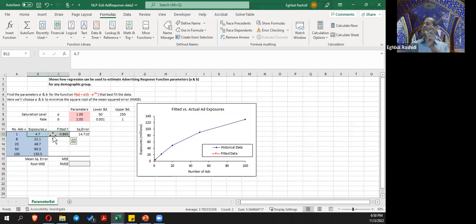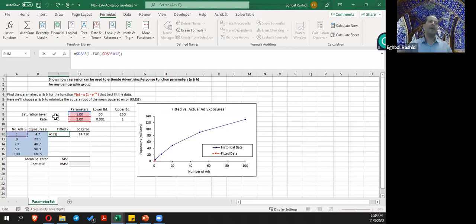What we are trying to do is minimize the summation of the squared deviations by changing the values of A and B. That means finding the best values for A and B so that we get the best fit function, or the best estimation of this relationship. Hopefully that's clear. So here for the fitted y, we're going to use this red function. That must be A multiplied by 1 minus exp of negative b times x. So that's what you see here.